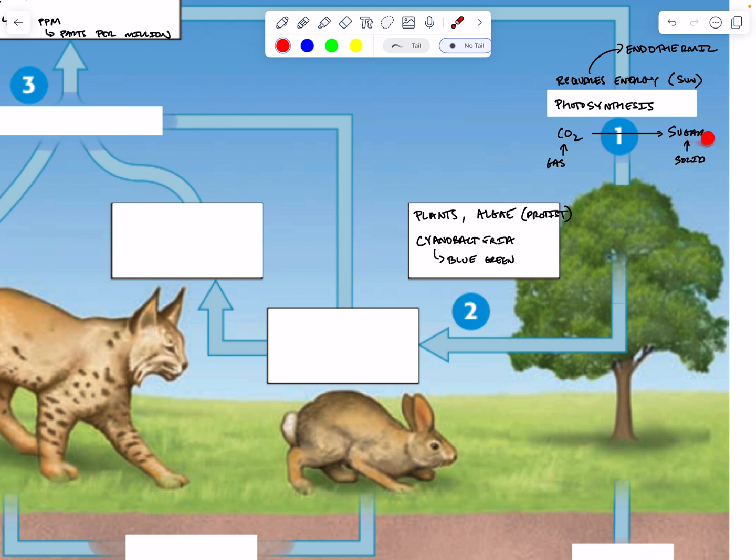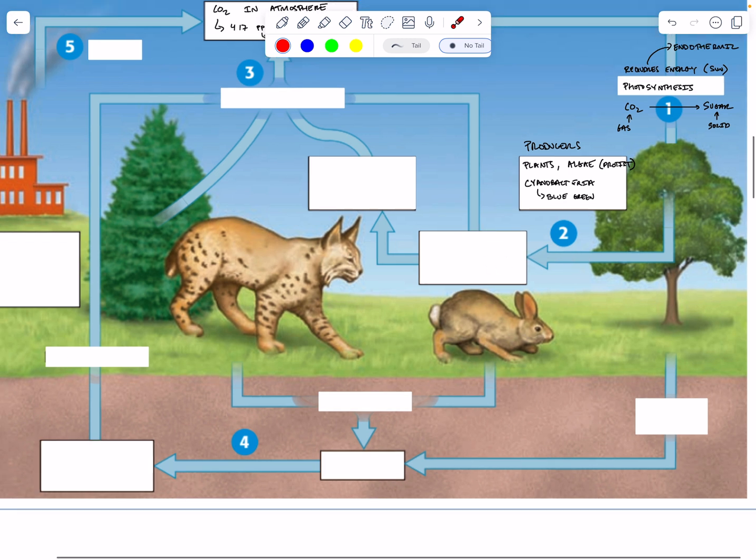Okay. So this is the way that carbon dioxide gets incorporated into organic compounds. CO2 becomes sugar through the process of photosynthesis. And it's the way that producers, these are all producers here, build their bodies. This plant is primarily made up of carbon. That carbon came from the air and it was turned into the solid mass of the tree.